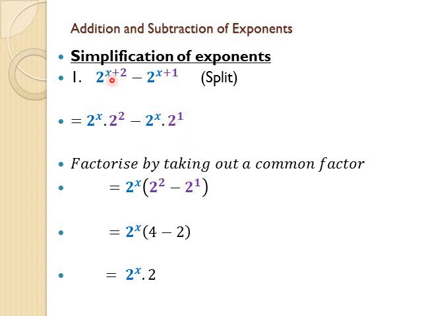Now when we don't split, what we find is that instead of writing 2 to the power 2, learners just write 2 there and 1 there, and they end up getting it wrong. So 1 mark for taking out the common factor. Alright, from there we assume you know 2 to the power 2 is 4, 2 to the power 1 is 2, 4 minus 2 then becomes 2, so this simplifies to 2 to the power x times 2. Alright, so that's just the basic way to simplify addition and subtraction of exponents. Now I'm going to do another two, just hopefully to get you on board.